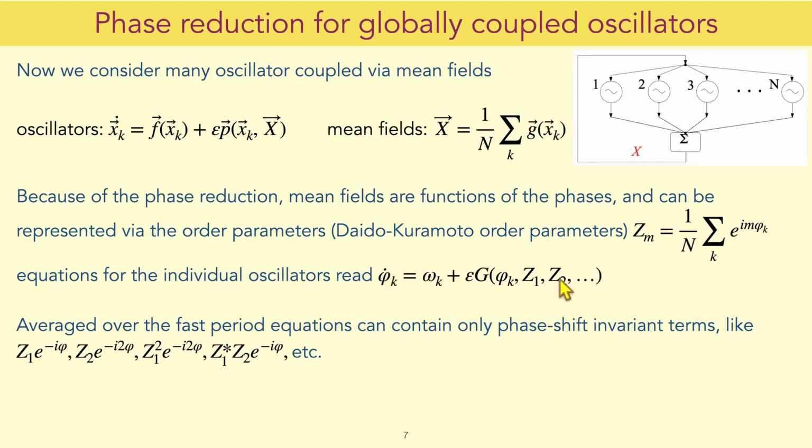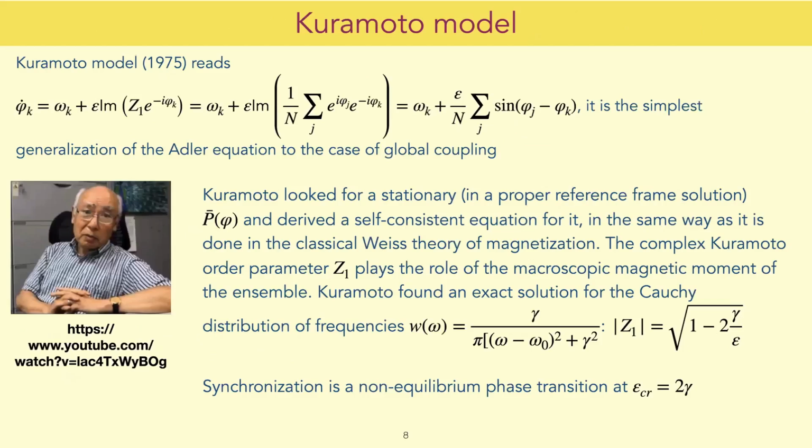So there are mean fields, and each oscillator is driven by these mean fields. And this function, if you also apply some averaging, only such combinations can appear which are slow variables. And if you keep only the simplest such combination, you come to the famous Kuramoto model, which reads like this. It's formulated for phase equations. There is a natural frequency omega k, there is a coupling strength, and the action is through this order parameter.